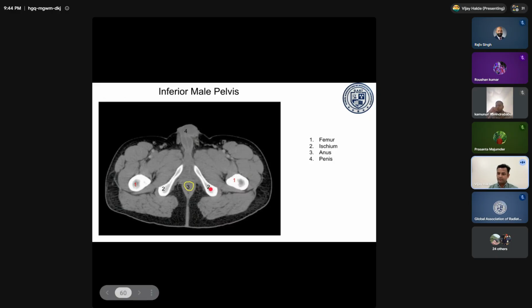Second is the ischium. Ischium bone is normally not contoured unless in rectum cases or when we are going to treat the penis area. The inguinal nodes are contoured here, both sides. Otherwise, this part will not be contoured.